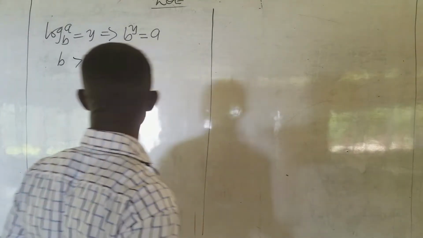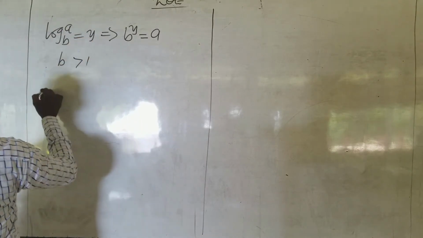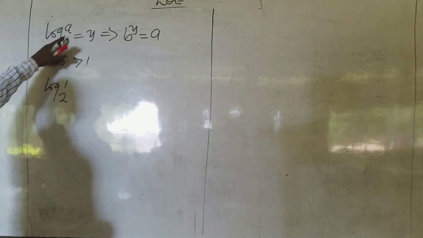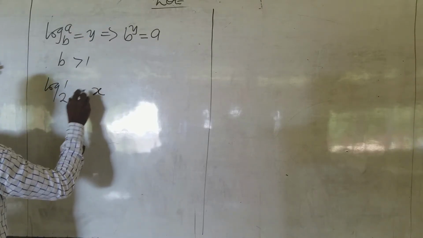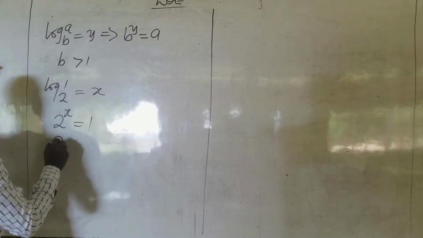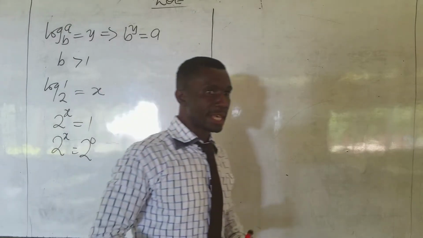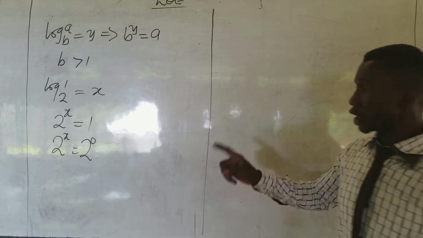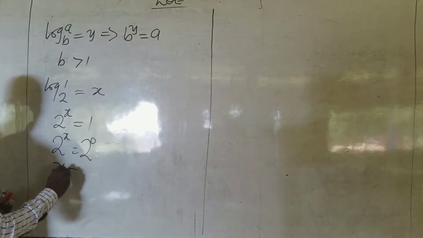Having done that, let's go to the condition for a. If you have log 1 base 2, is it possible? Can this a be 1? Let's see. If this is equal to x, it means that 2 raised to the power x is equal to 1. And this can be written as 2 raised to the power x is equal to 2 raised to the power 0. Any non-zero number raised to the power 0 gives 1. So 2 raised to the power 0 gives 1. So therefore x is equal to 0.